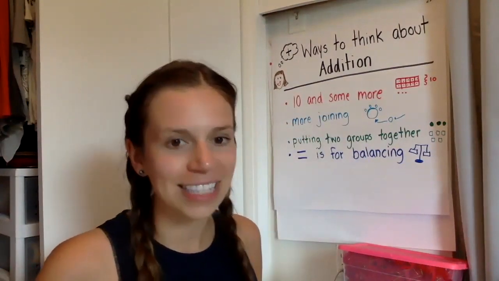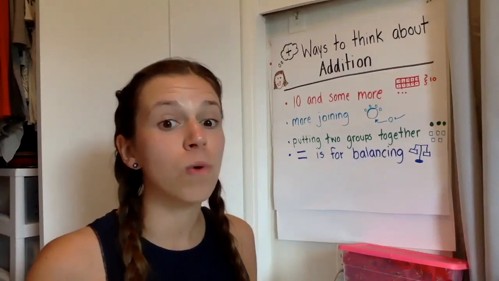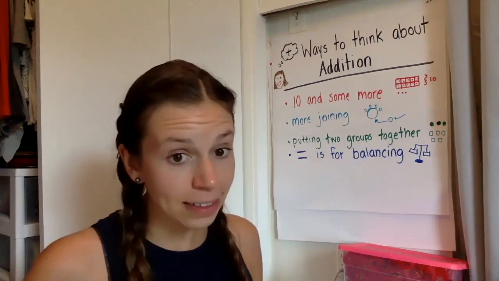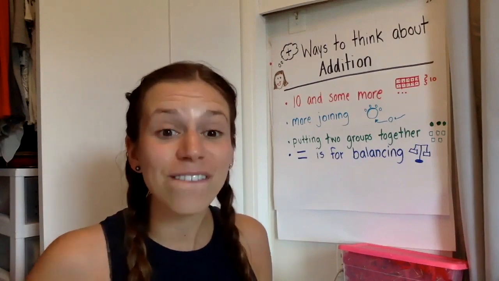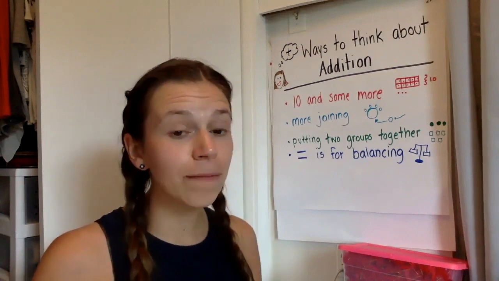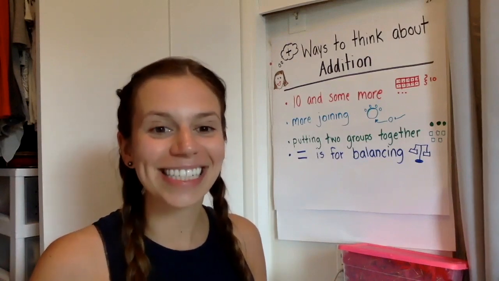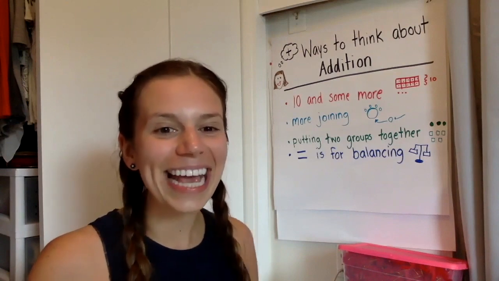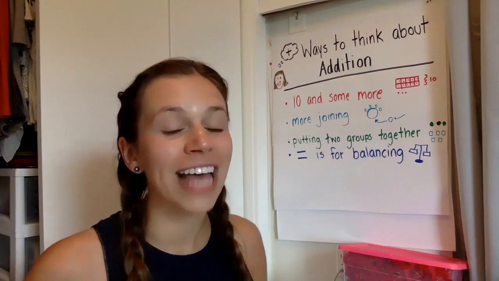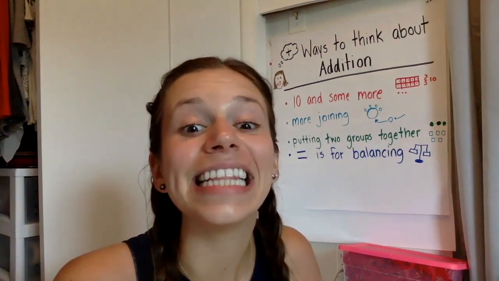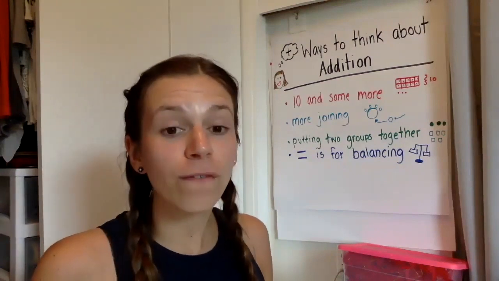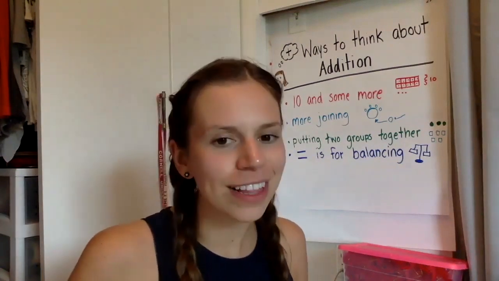Let's go over our teen numbers. Those are numbers that are more than 10, but less than 20. So we have 10, and then 11, 12, 13, 14, 15, 16, 17, 18, 19, 20. Notice that those numbers end in teen, not T. 40 is different than 14.